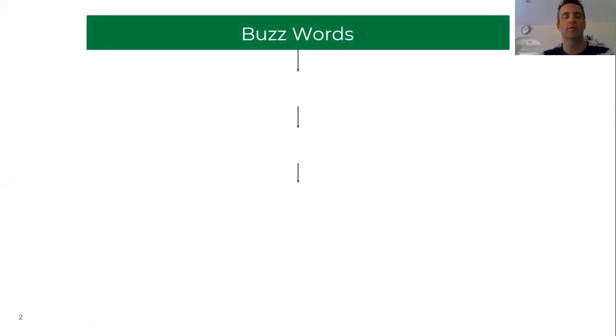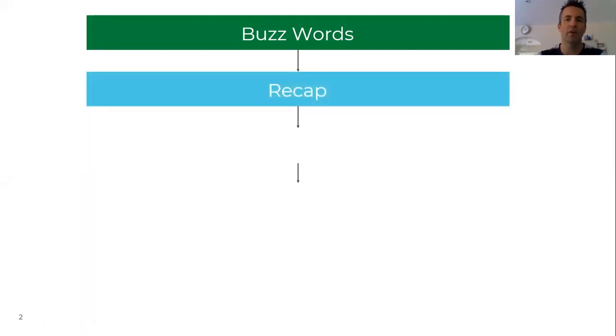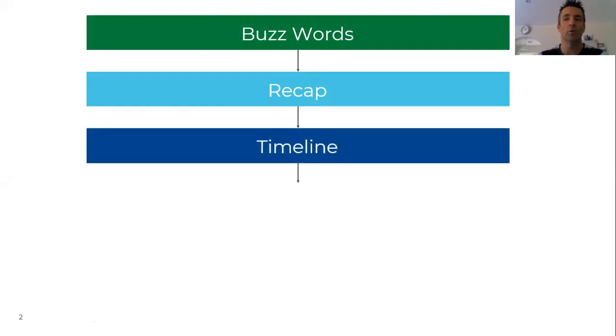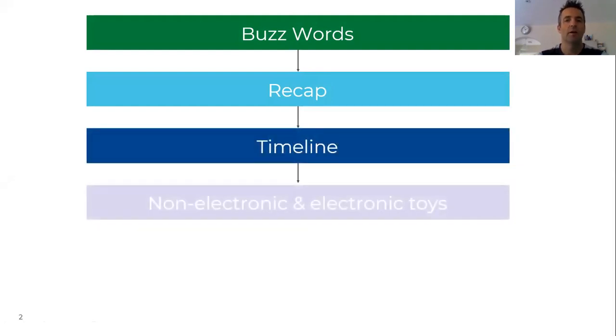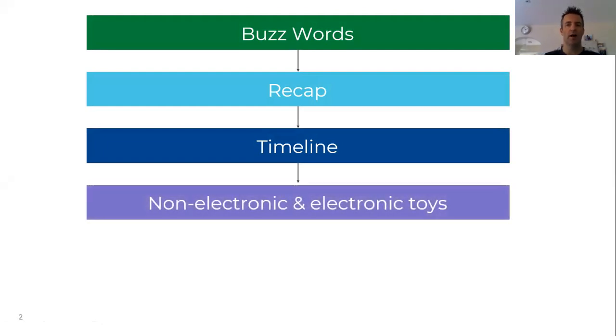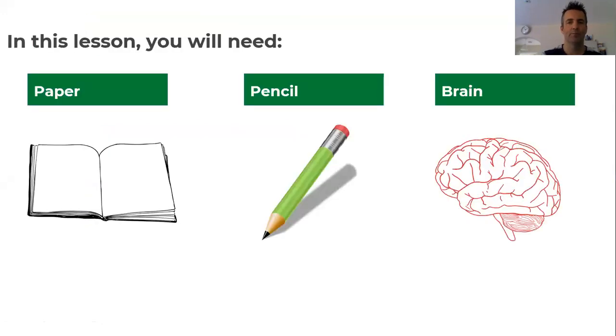We're going to go over some of the buzzwords that will be coming up this lesson. We'll be having a quick recap on some of the bits we've done so far in our history lessons. We'll again have a look at what a timeline is. And finally, we'll be looking today at non-electronic and electronic toys.